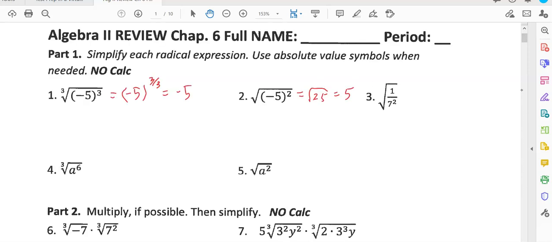This one is an even root, so you know it's going to be positive. So it's just the square root of the numerator divided by the square root of the denominator. And so that would be square root of 1 is 1, square root of 49 is 7.